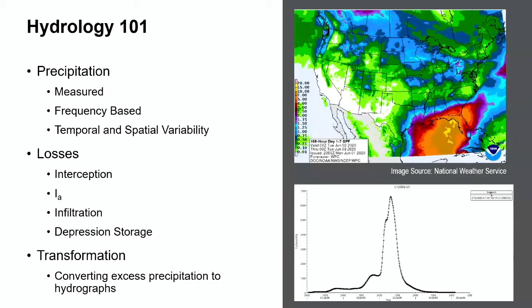You have interception, you have initial abstraction, you have infiltration, and then depression storage. Once these losses occur, then that rainfall has to be transformed or converted into excess precipitation and into a concentrated hydrograph at a given location. That's where we're going to focus this presentation, on the transformation.